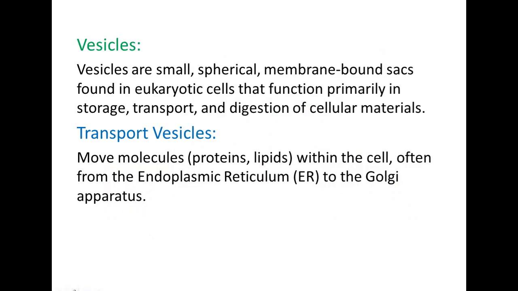Now come to vesicles. Many vesicles are found having different functions in the cell cytoplasm. Vesicles are small spherical membrane-bound sacs found in eukaryotic cells that function primarily in storage, transport, and digestion of cellular materials. Okay, this is meant for digestion of cellular waste. Different kinds of vesicles are present. First one is transport vesicles. They move molecules like proteins and lipids within the cell, often from the endoplasmic reticulum to the Golgi apparatus.